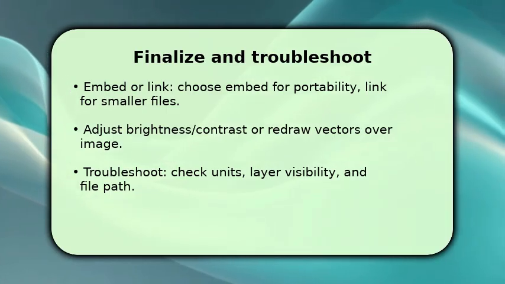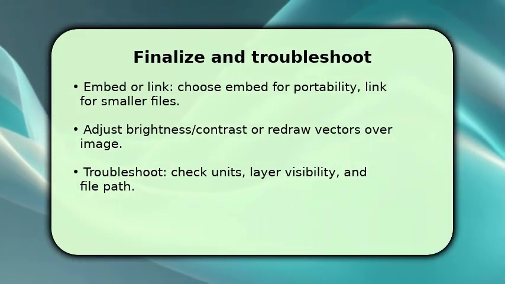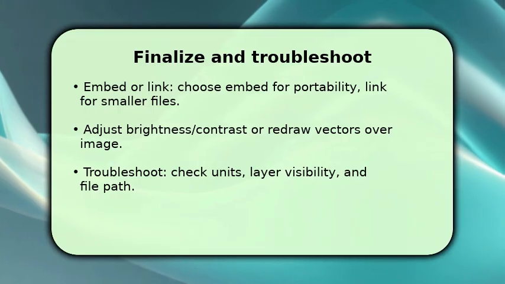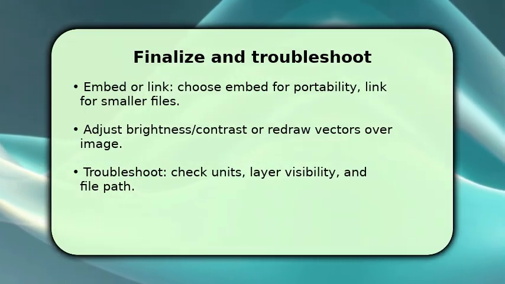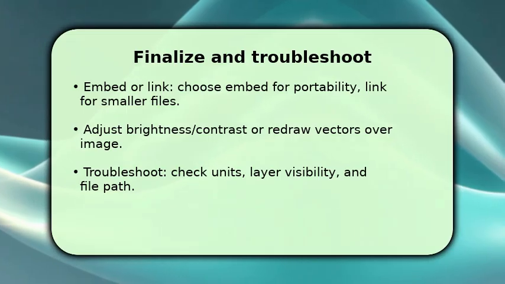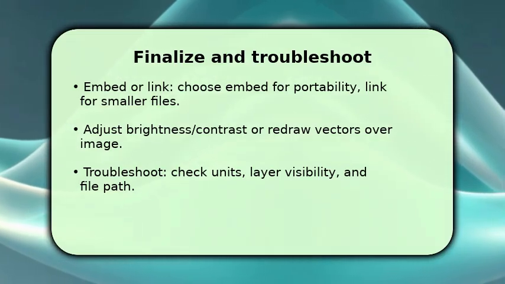to improve visibility. If something goes wrong, first verify units and insertion scale, then check layer visibility and whether the linked file path is broken. If alignment shifts, rerun align using fresh known points and relock.